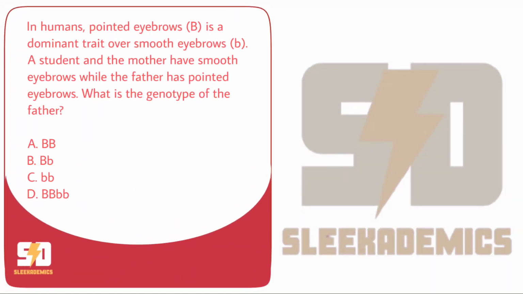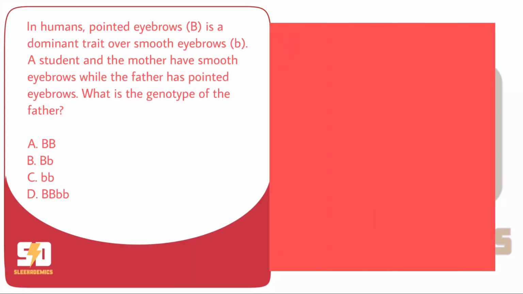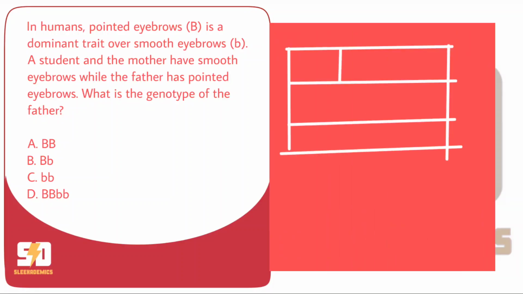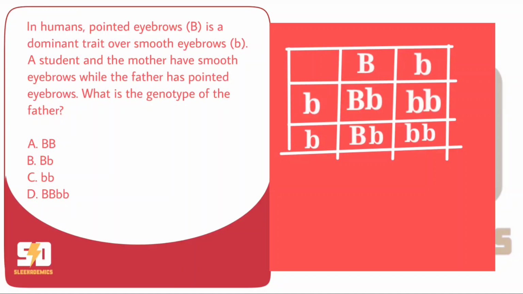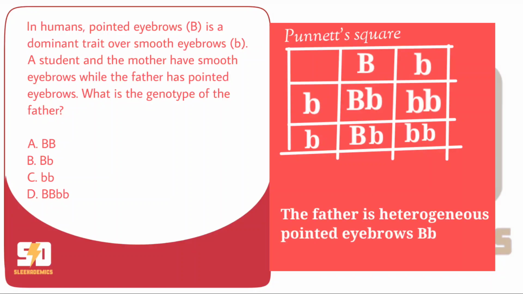In humans, pointed eyebrows, represented as capital letter B, is a dominant trait over smooth eyebrows, represented by small letter b. A student and the mother have smooth eyebrows, while the father has pointed eyebrows. What is the genotype of the father? Now, from the question, capital letter B is a dominant trait, and small letter b is a recessive trait for the pointed eyebrows and the smooth eyebrows, respectively.